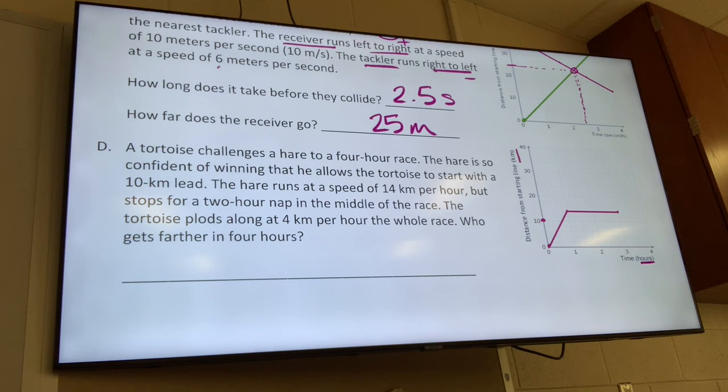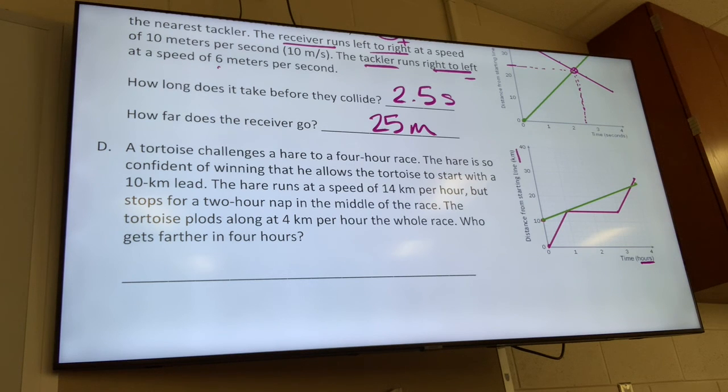Okay, and then it says they took a 2-hour nap in the middle of the race. So we're just going to assume that he woke up and went another 14 kilometers. The tortoise plods along at 4 kilometers per hour for the whole race. So he's going to go 16 kilometers in 4 hours, but he started at the 10, so he's going to go 26 kilometers. All right.